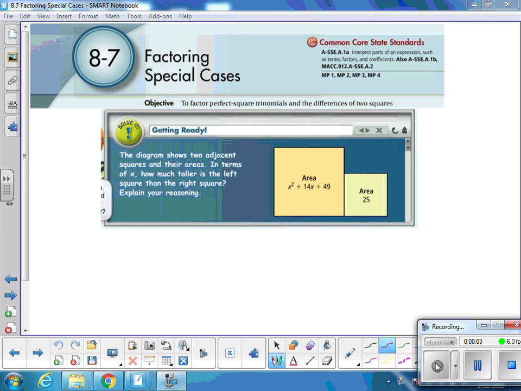All right, today we're going to do some more factoring, but we're going to factor perfect square trinomials and the difference of two squares too. So a couple things were happening here. In this particular situation, you could do that.